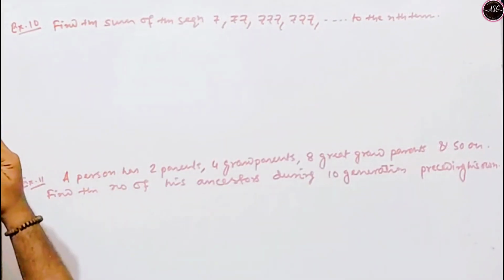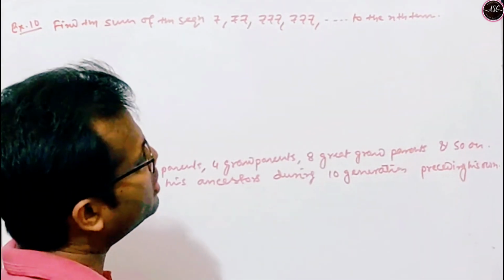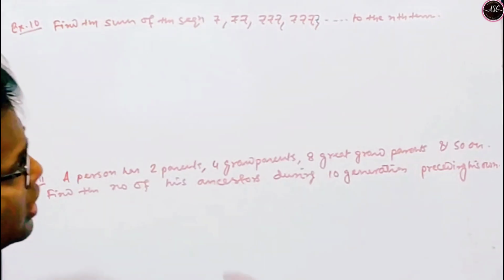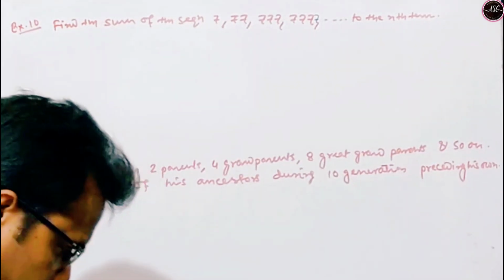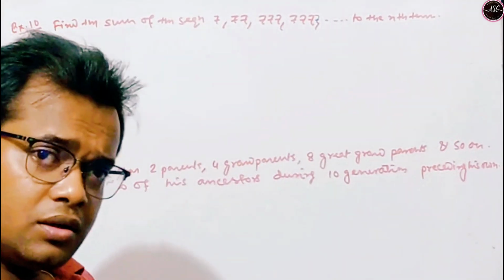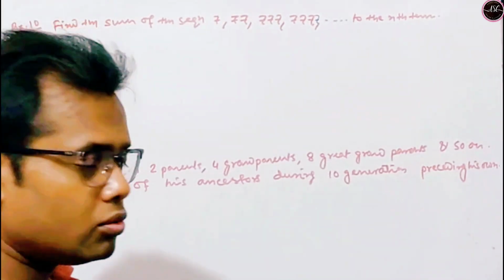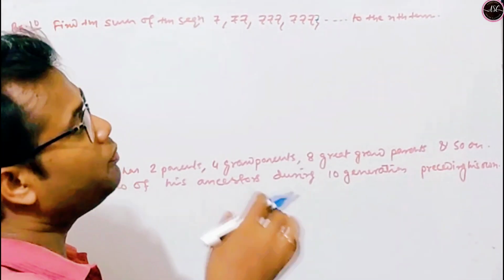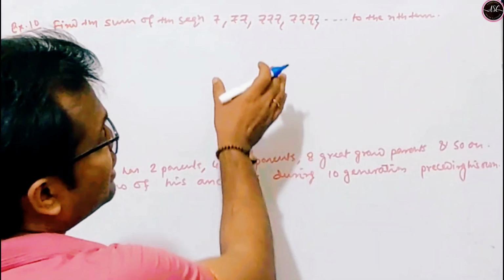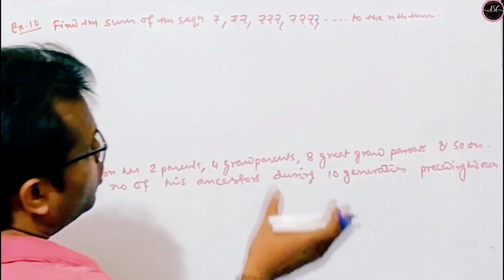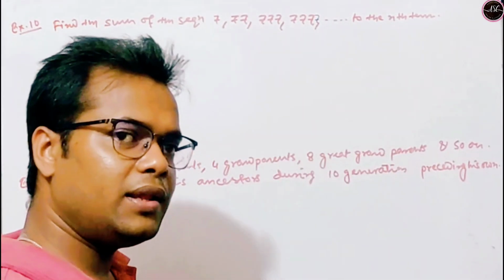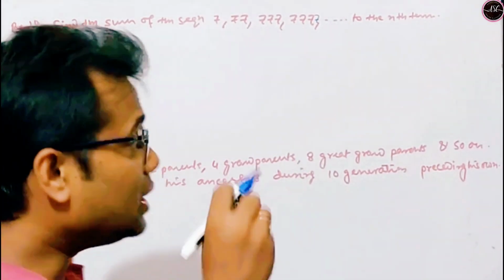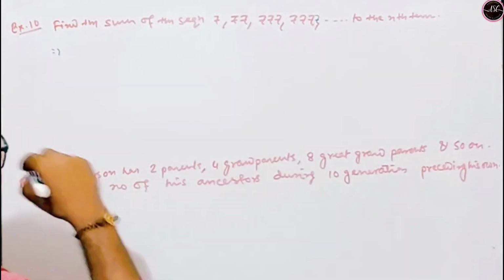Then look at this question. Find the sum of the sequence 7, 77, 777, 7777, and so on up to n terms. Is this a GP? Absolutely not. We know how to find the sum of n terms of a GP, but this is not a GP. So we can find the sum of the n terms of this sequence by applying some technique. Let's look.